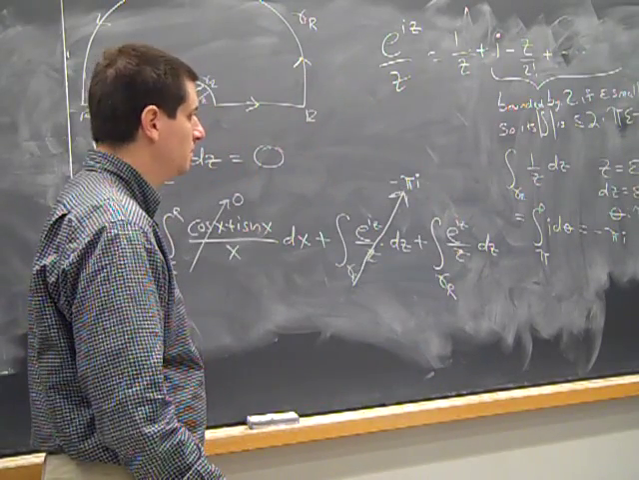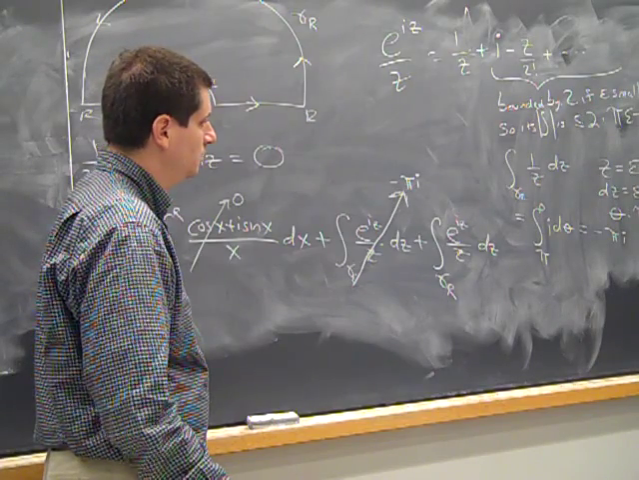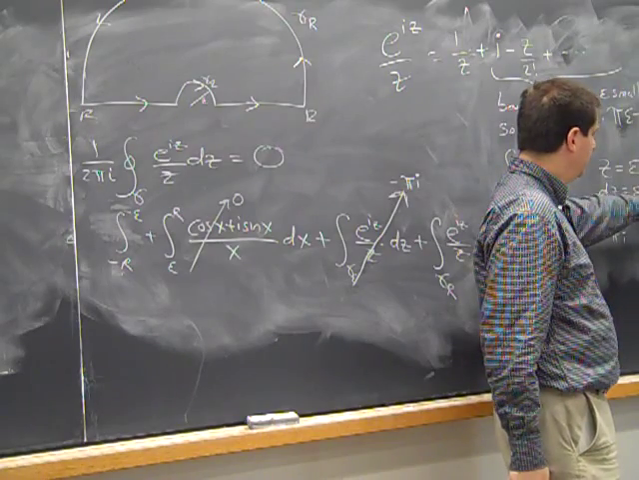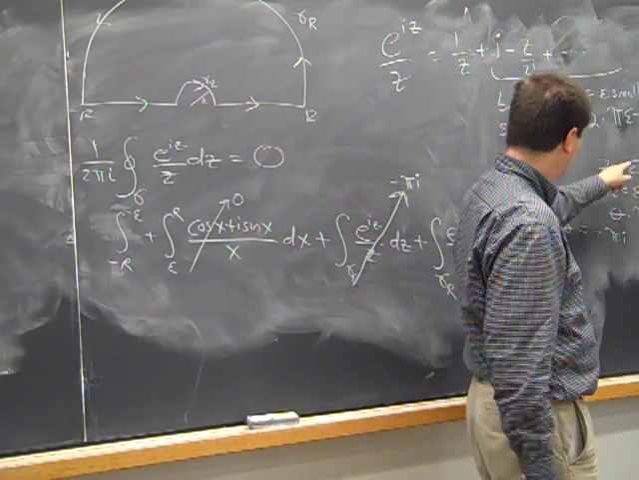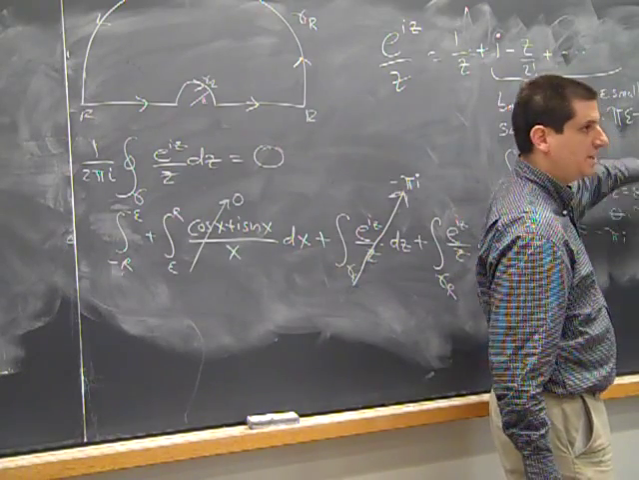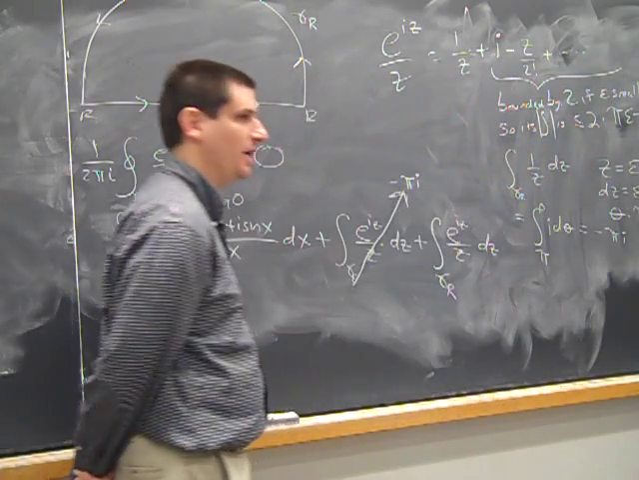Yes? Sorry, you lost me on that very last step. How you went from... Well, dz is epsilon i e to the i theta d theta. z is epsilon e to the i theta. So when I look at dz over z, the epsilon e to the i thetas cancel. And I just get minus pi i.